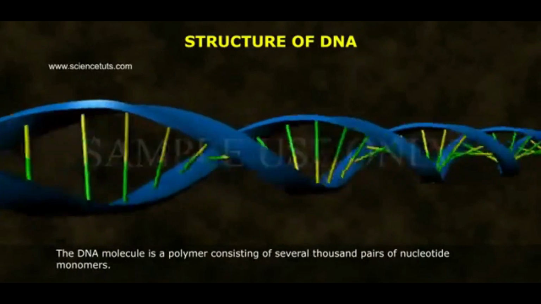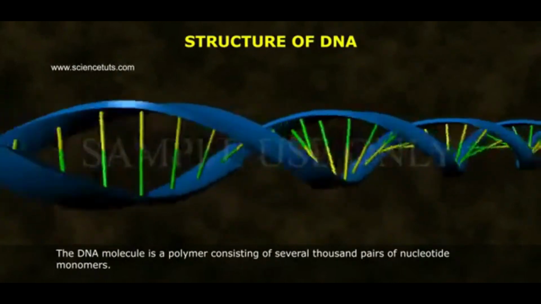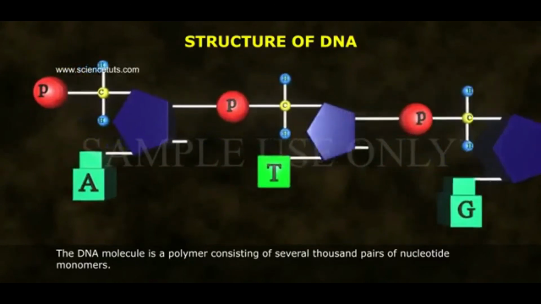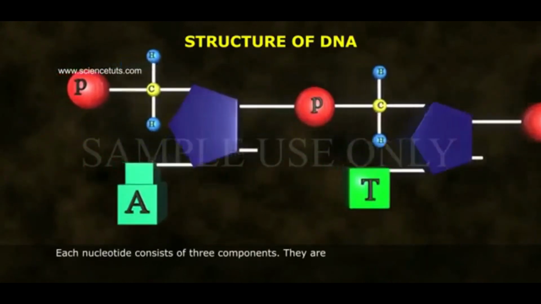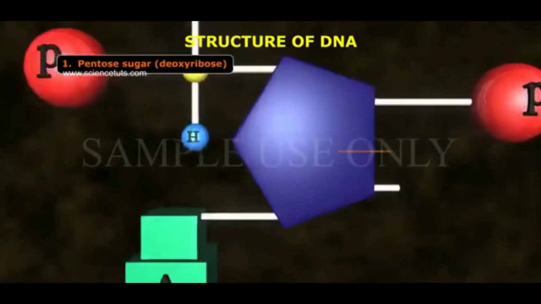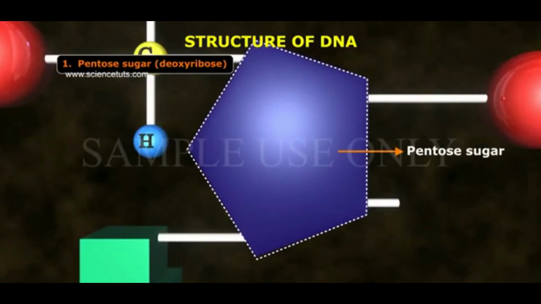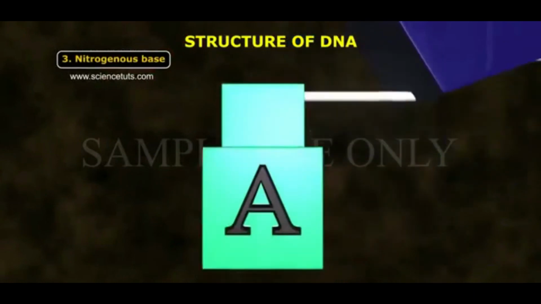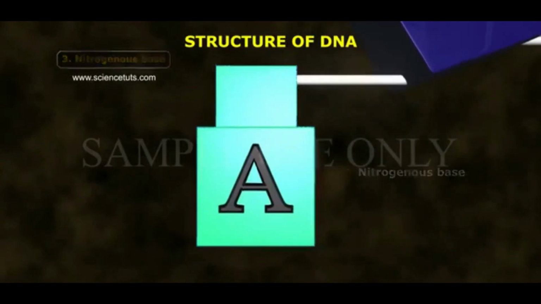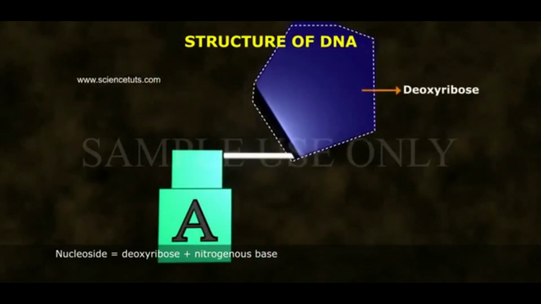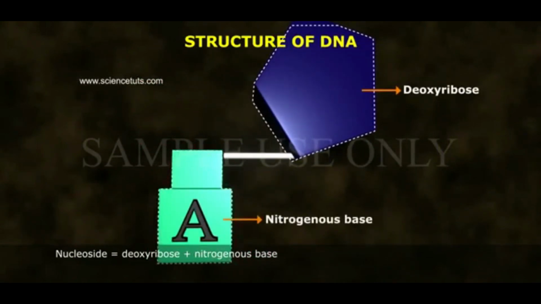Structure of DNA. The DNA molecule is a polymer consisting of several thousand pairs of nucleotide monomers. Each nucleotide consists of three components. They are 1. Pentose sugar, deoxyribose, 2. Phosphate group, 3. Nitrogenous base. Nucleoside means deoxyribose plus nitrogenous base.